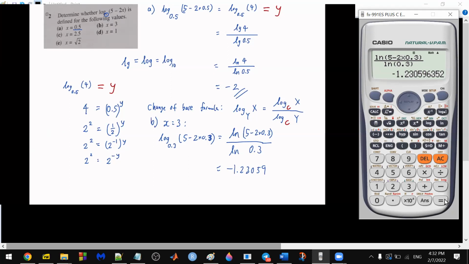Okay, let's just try one more. Part C. Part C is a little bit special. So when x is equal to 2.5, let's calculate what 5 minus 2x is first. 5 minus 2x will be 5 minus 2 times 2.5, which is 0. So that means that we are actually calculating log of 0 base 2.5. Here, the answer will always be undefined.